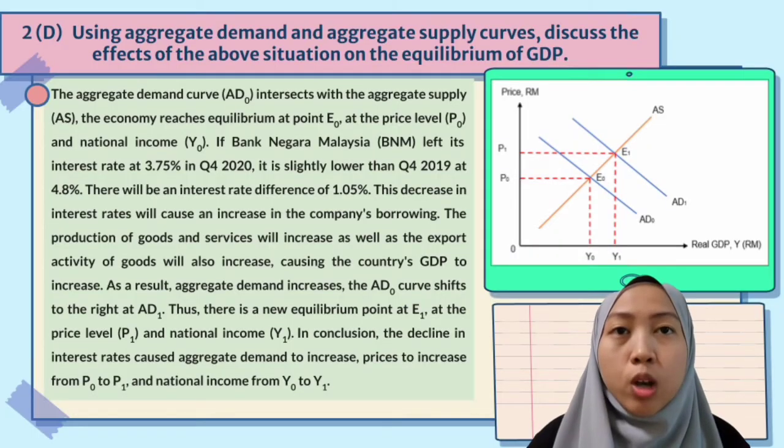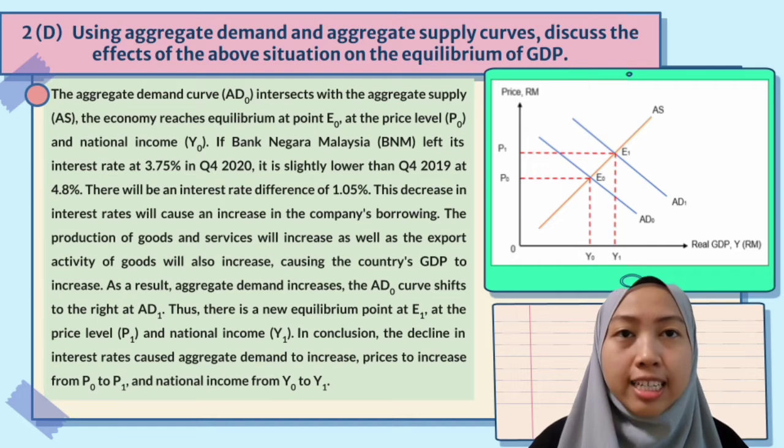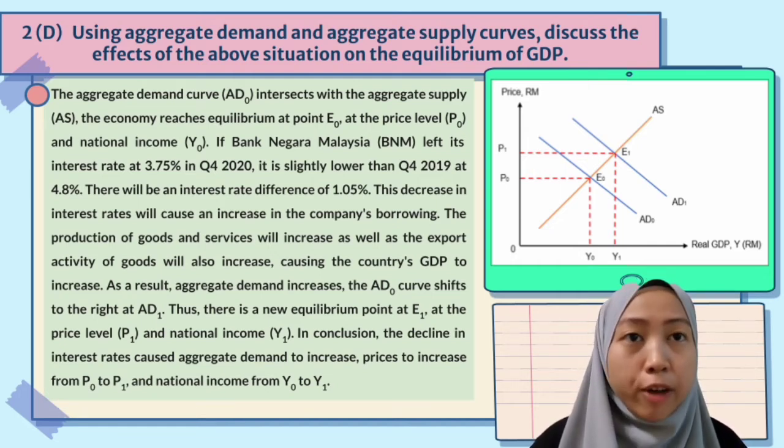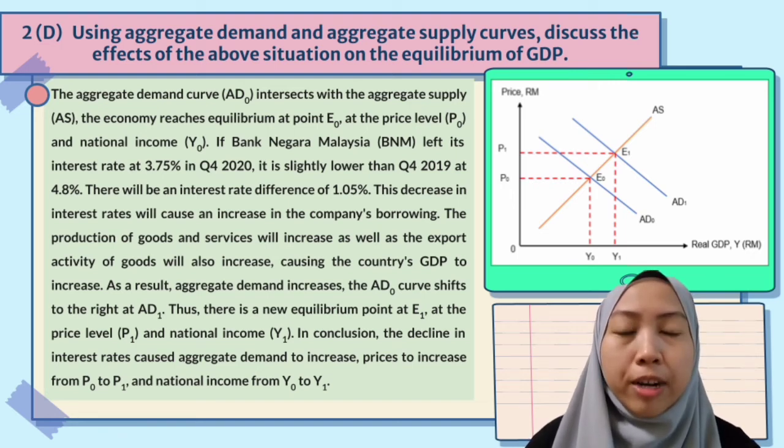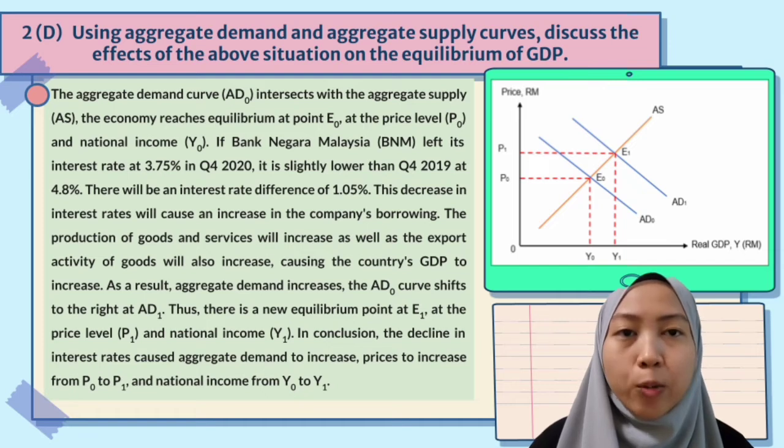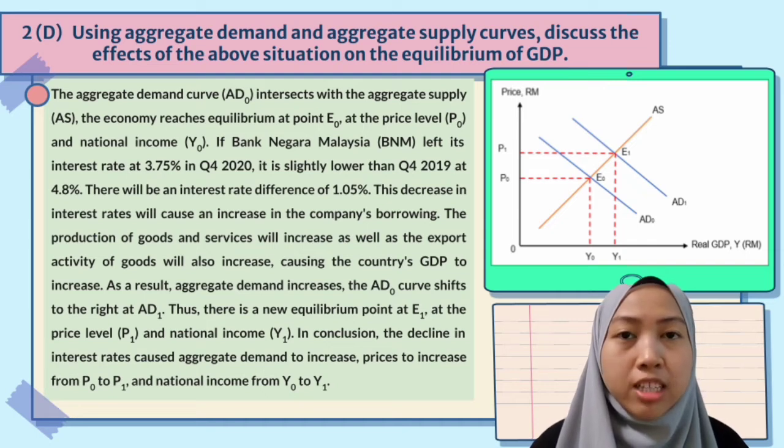Question 2D. Using aggregate demand and aggregate supply curves, discuss the effect of the above situation on the equilibrium of GDP. Based on the curve, we can see when the aggregate demand curve AD0 intersects with the aggregate supply, the economy reaches equilibrium at point E0 at the price level P0 and national income Y0.